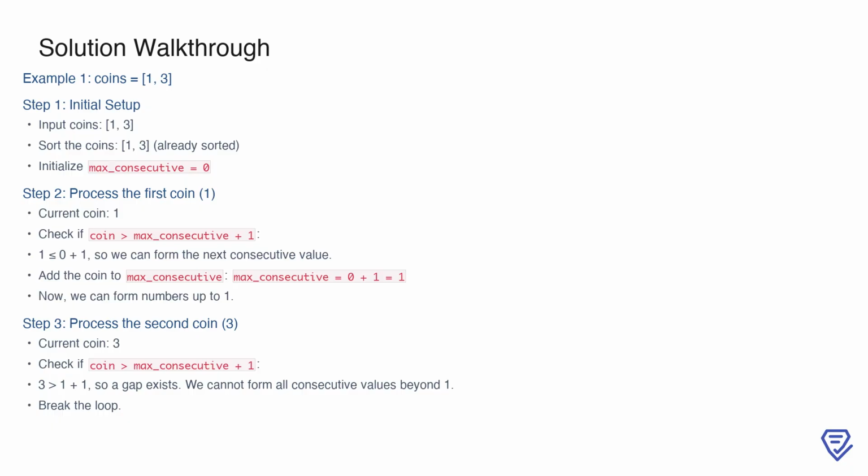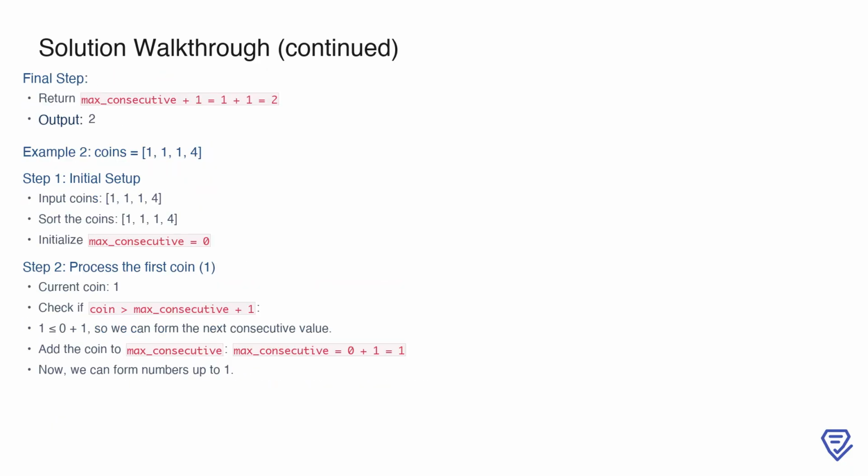Next, we process the second coin, which is 3. Here, we see that 3 is greater than max_consecutive plus 1, which is 2. This indicates a gap, meaning we cannot form all consecutive values beyond 1. As a result, we stop processing further and move to the final step. In the final step of the first example, we simply return max_consecutive plus 1, which is 1 plus 1, giving us the result of 2. This tells us that the maximum number of consecutive values we can form using the coins 1, 3, is 2.